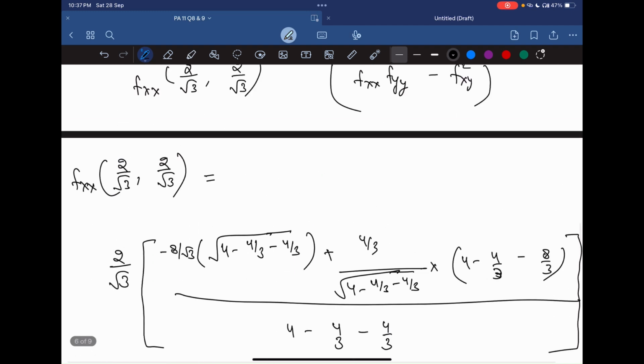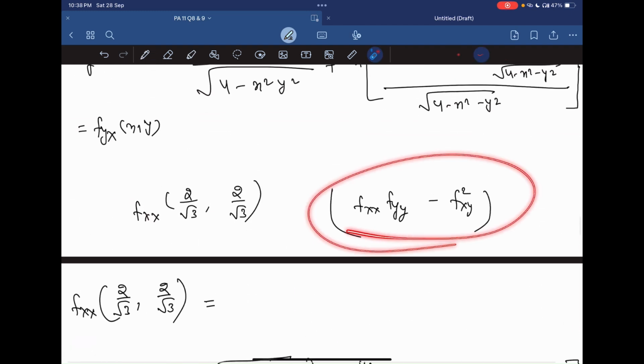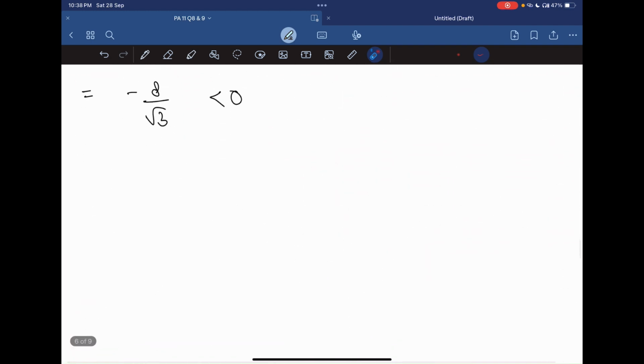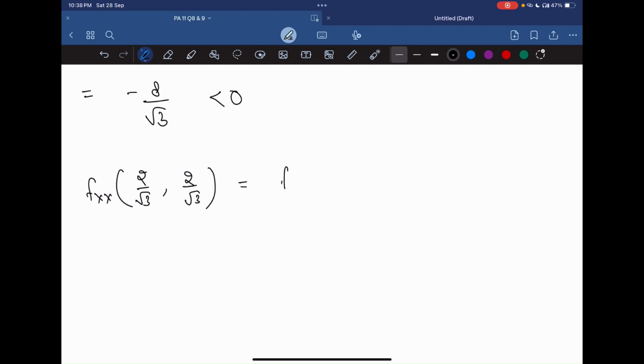Now we need to check whether this is greater than 0 or not. If this is greater than 0, then that point 2 by root 3 comma 2 by root 3 would be the point of local maximum. So let's check this also. Now fxx and fyy would be the same, so fxx at the point 2 by root 3 comma 2 by root 3 is equal to fyy at the point 2 by root 3 comma 2 by root 3.